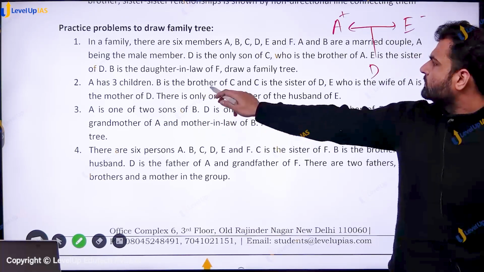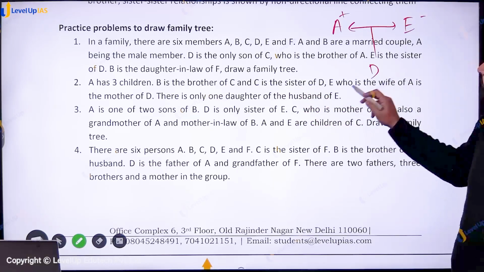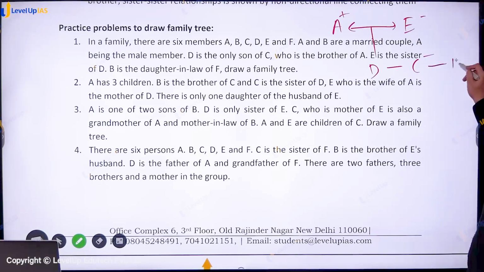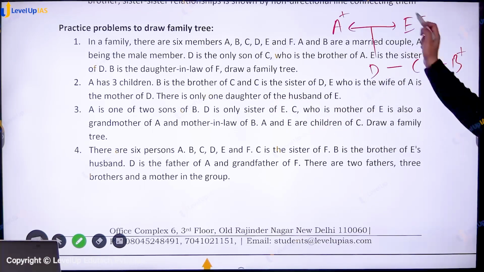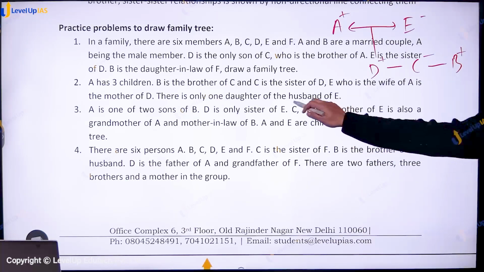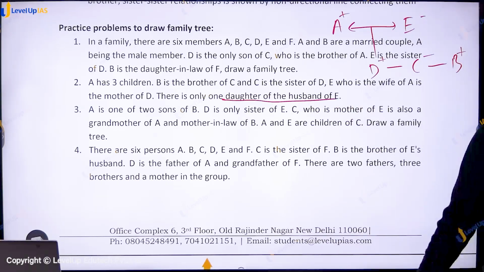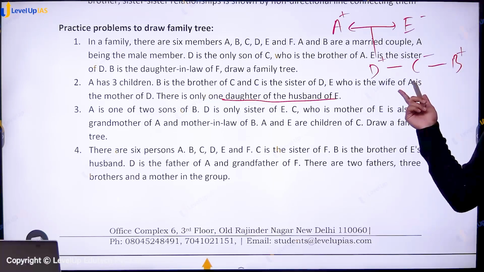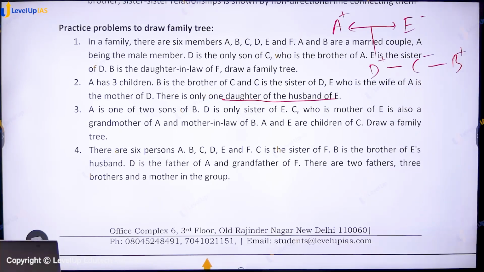And B is the brother of C. C is the sister of D. B is the brother of C and C is the sister of D. C is the sister and B is the brother. There is only one daughter of the husband of E, so he is also a son. Due to the last line, D becomes a son, not before that. This is how the family tree will look, right? कोई problem?